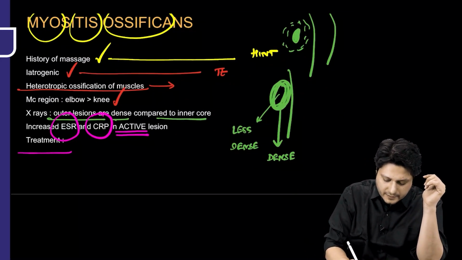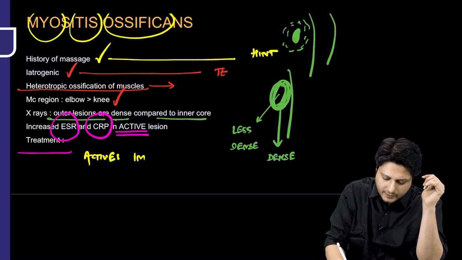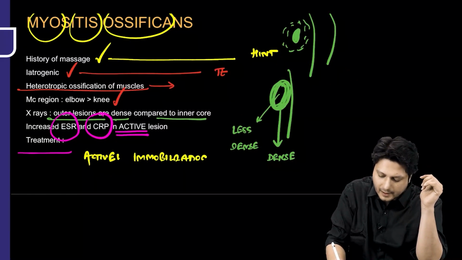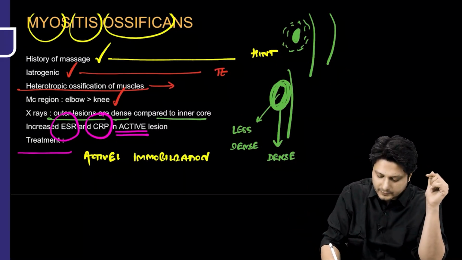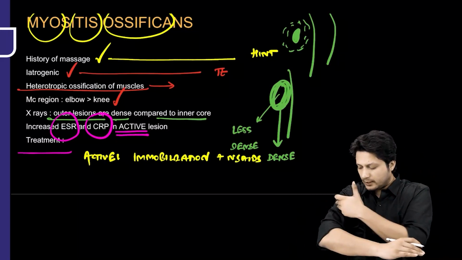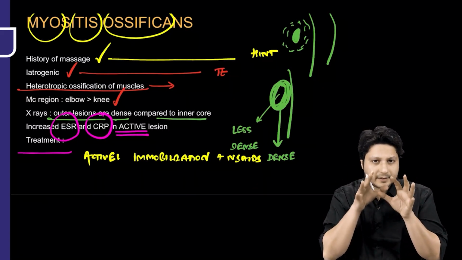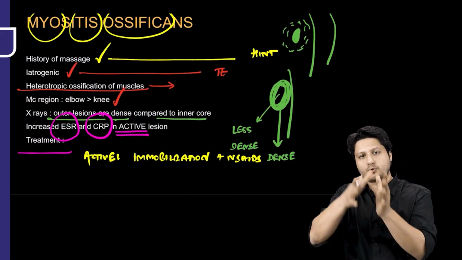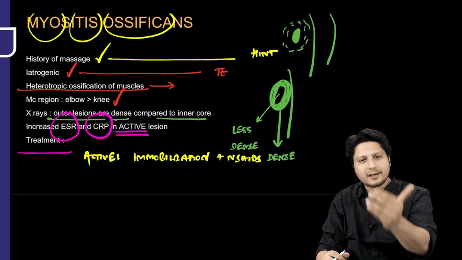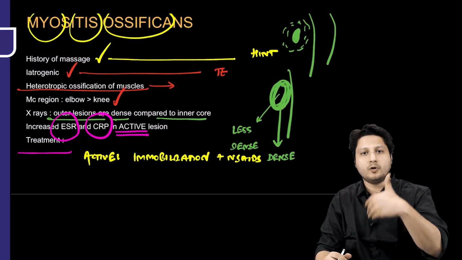If the disease is active, then you have to go for immobilization so that there is no further movement and movement related injury to the bone. Immobilization with non-steroidal anti-inflammatory drugs. All right. You put the limb into a slab and give appropriate non-steroidal anti-inflammatory drugs for this inflammatory process to subside.